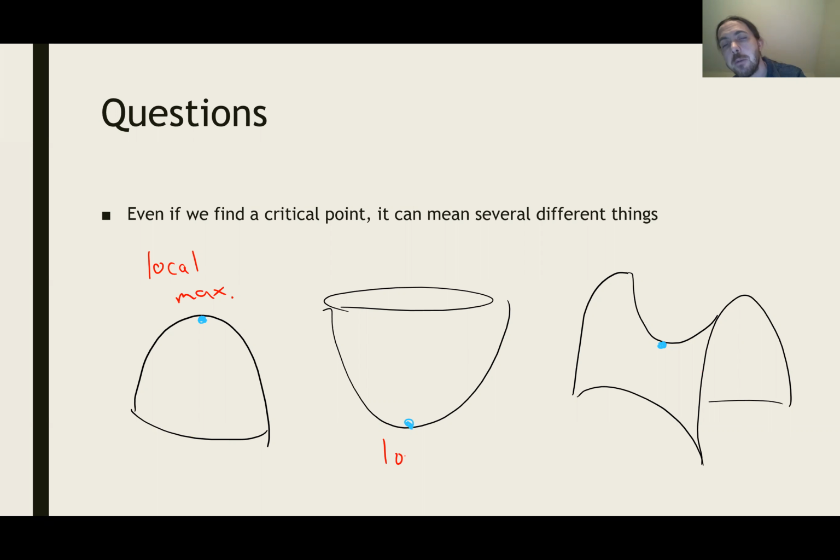Or we could have a local minimum where the graph kind of curves upward nearby and every value of the function nearby is bigger. Or we could have this situation where in one direction the function curves upward and in the other direction the function curves downward, like this. This kind of thing is often called a saddle point because its graph tends to look like this. This is neither a local min nor a local max. And as a result of this, we get slightly different behavior for the second derivative test.